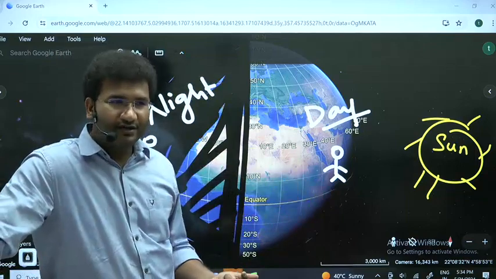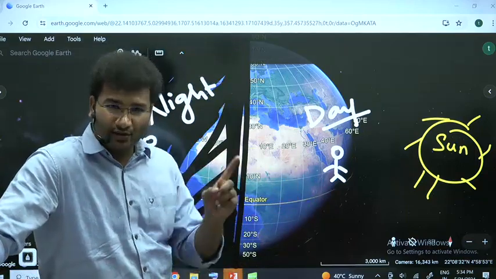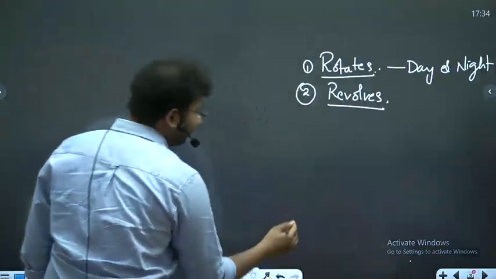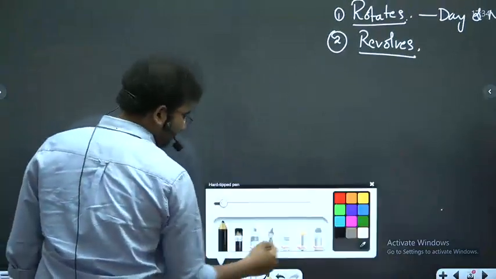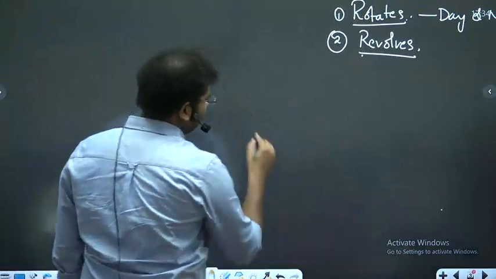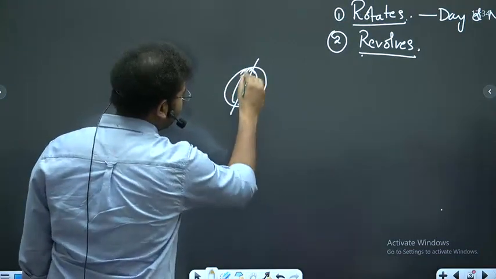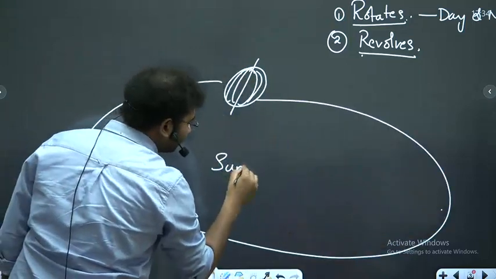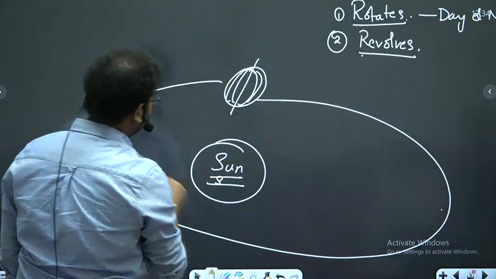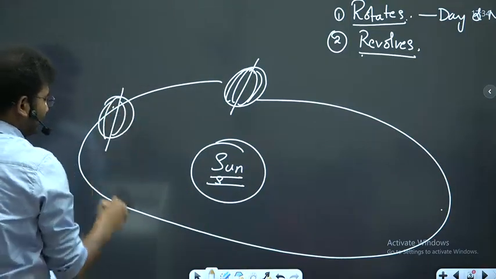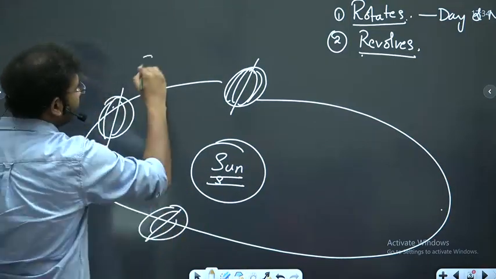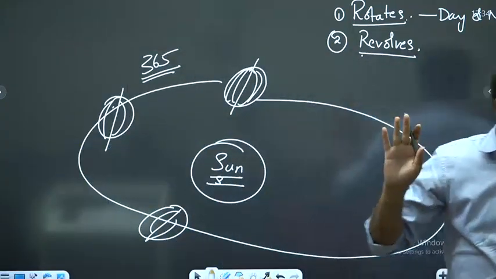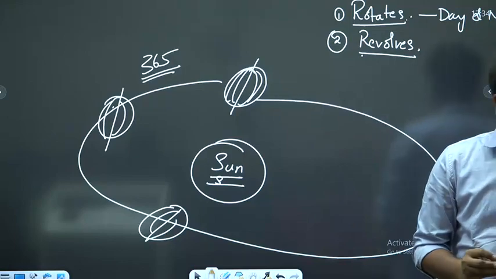Now revolution, when it comes to revolution, will lead to the seasons. As you already know, two basic concepts. Number one, revolution means if this is your earth, what does the earth do? Earth revolves around the sun. This is your sun. That means it takes near about 365 days to go around the sun. These basic facts everyone knows, right?